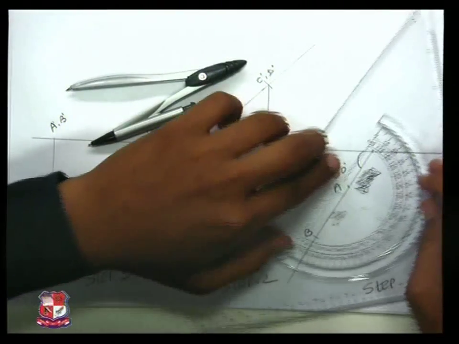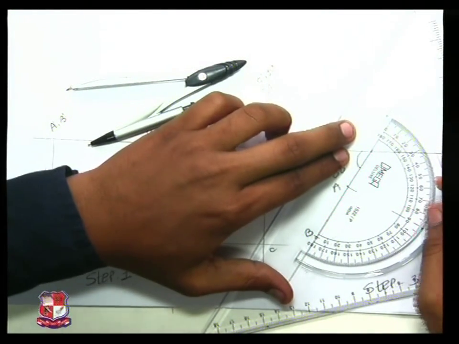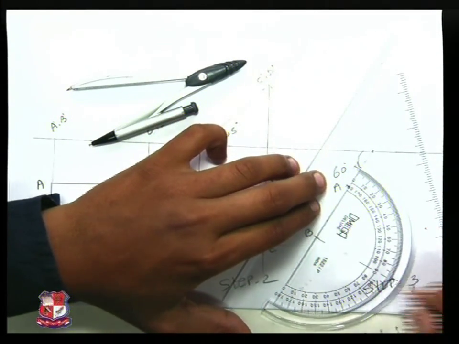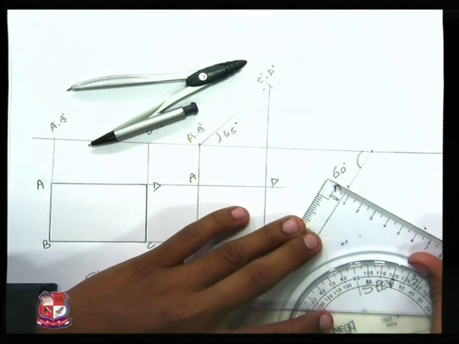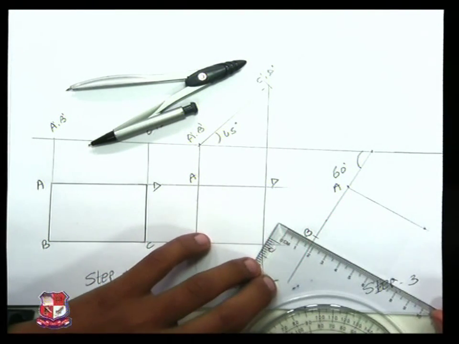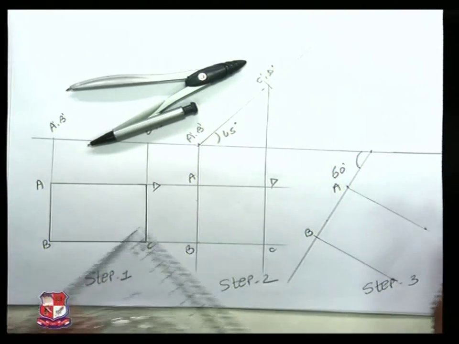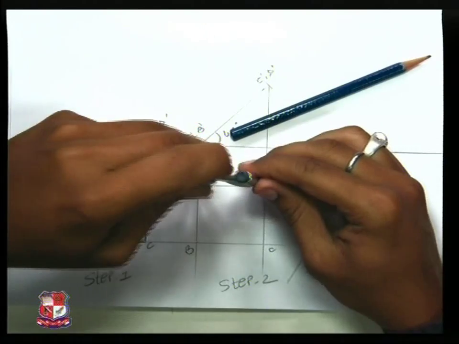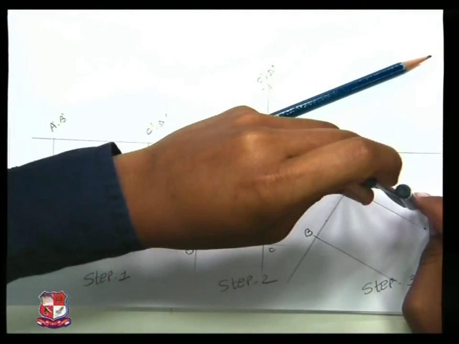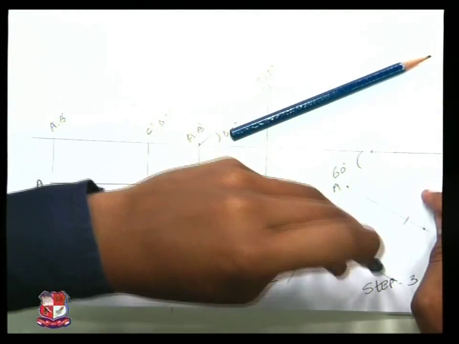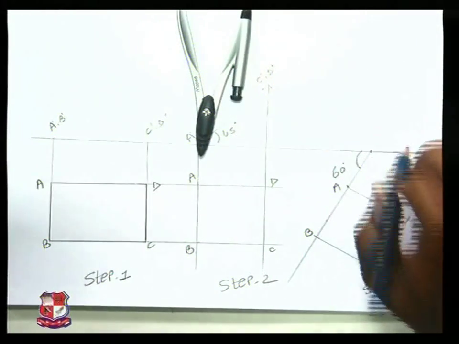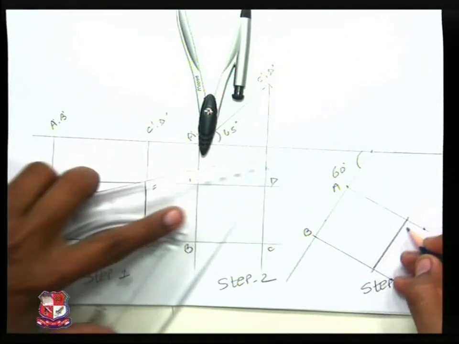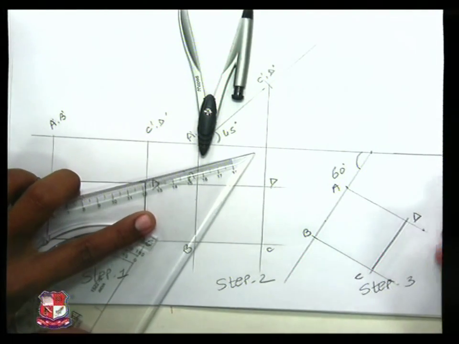Now from points A and B, take perpendicular lines like this. You have got the distance of AD and BC. This is AD. Same would be BC. Join it. You have got C and D.